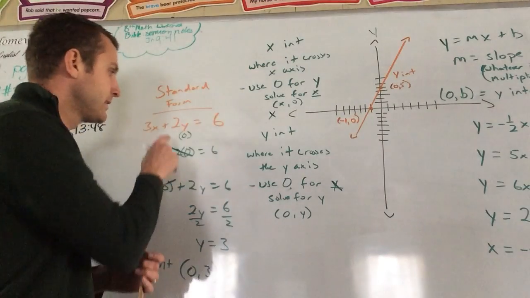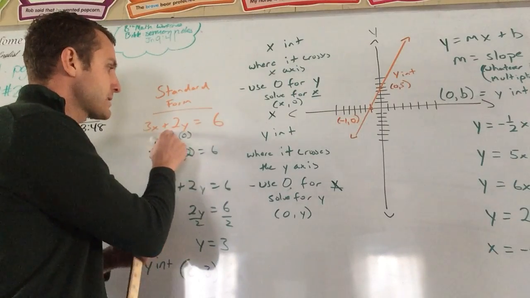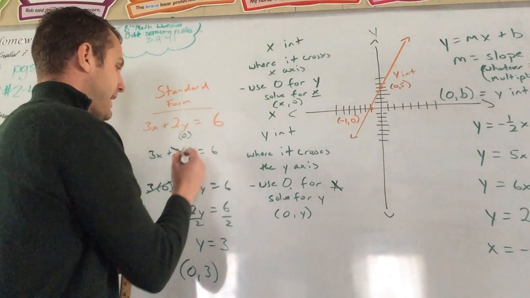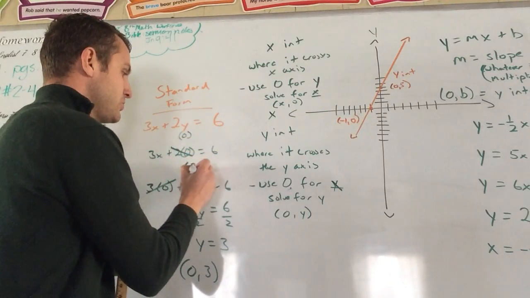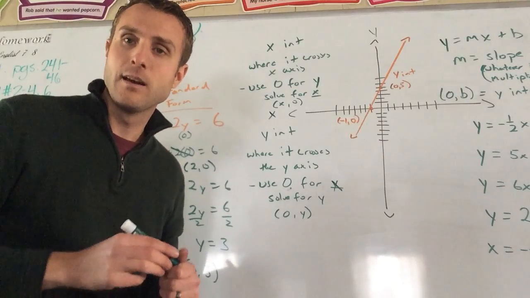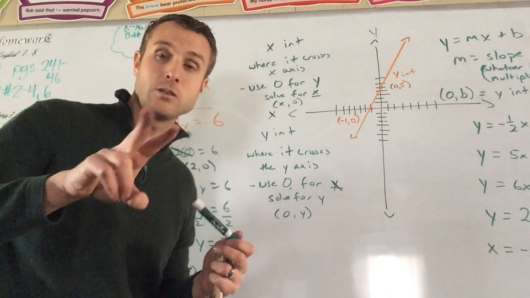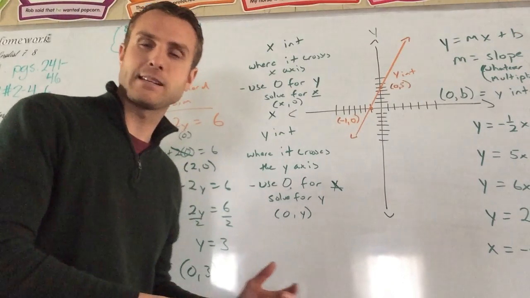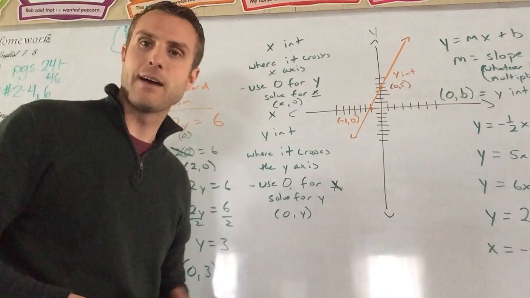Well, if I have my line 3x plus 2y equals 6, once I've found my two intercepts, so in this case, my x-intercept was 2, 0, my y-intercept was 0, 3, now I can just plot those 2 points and do the same thing I did last time: connect the dots, and I have a line.